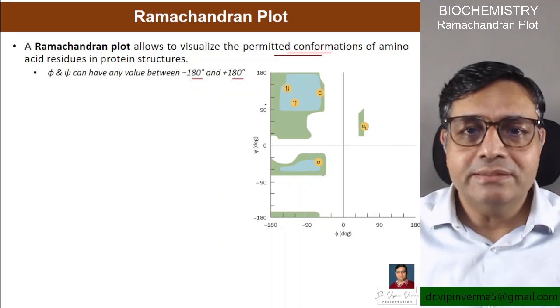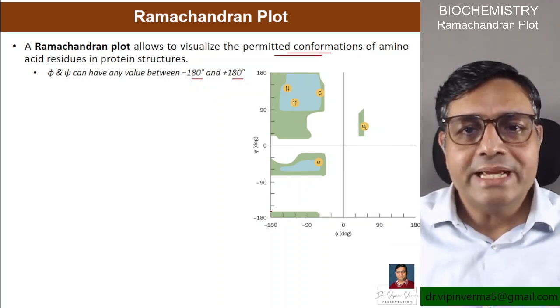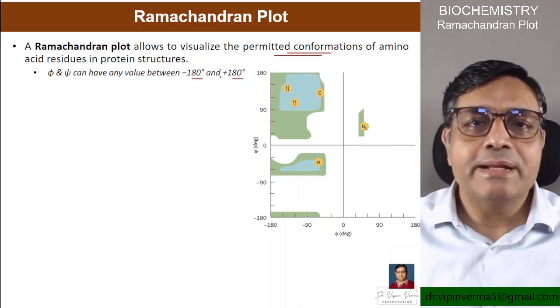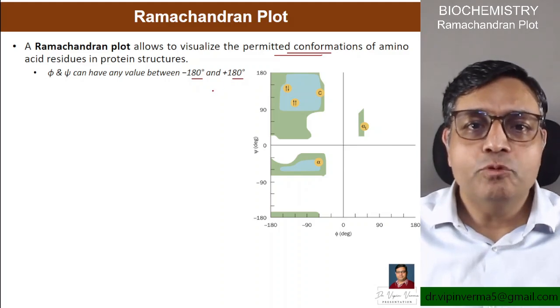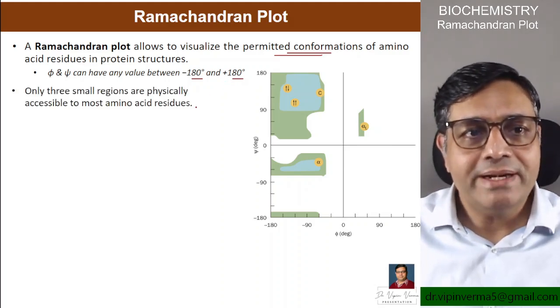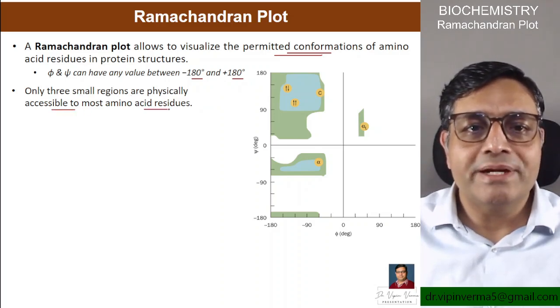So this is minus, this is plus, this is minus, this is plus. All right, so why can they be 180 degrees? Because they can be fully extended. So full extension is up to minus to plus 180 degrees. Now only 3 small regions are physically accessible to most amino acid residues.